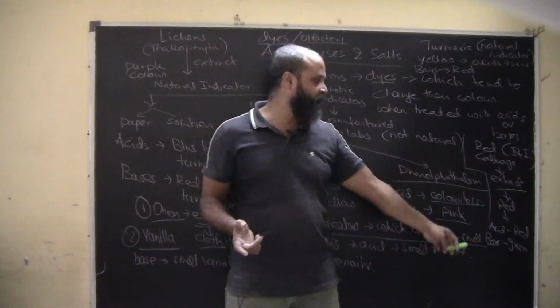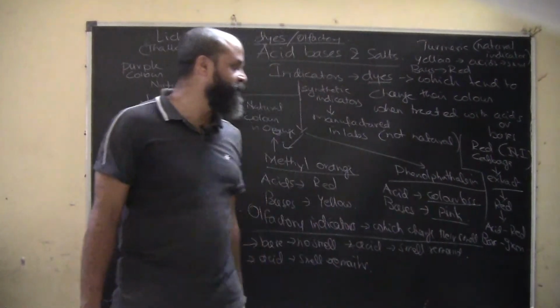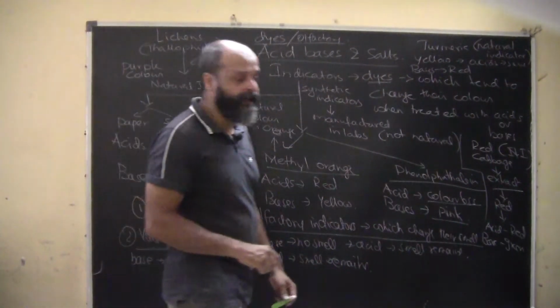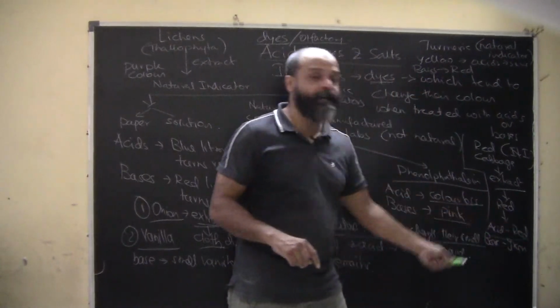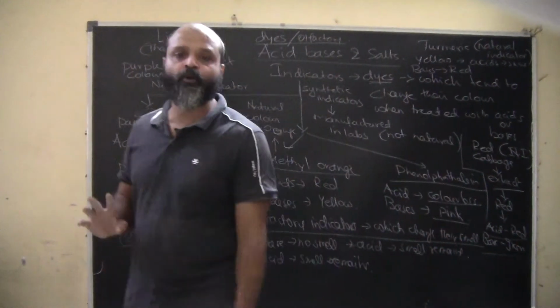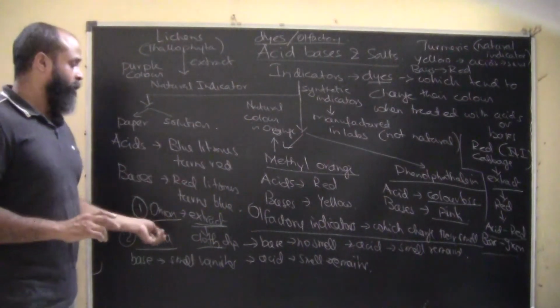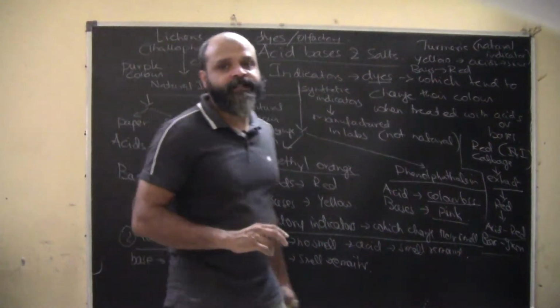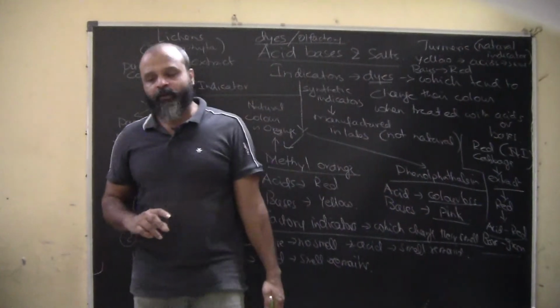Obviously the color of the red cabbage will be red. When we treat it with an acid, it remains red, it doesn't change its color, and in base it turns green. Okay. Talking about olfactory indicators, the ones that tend to change their smell.